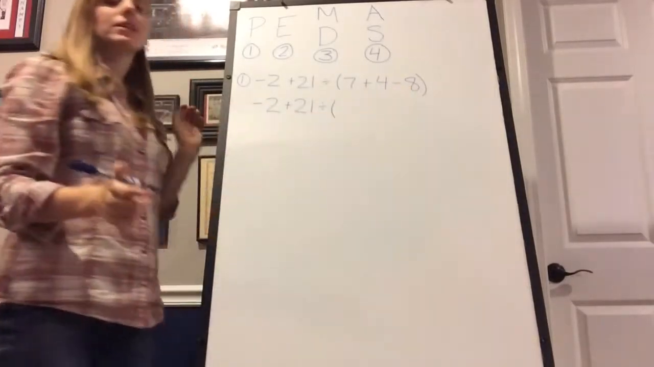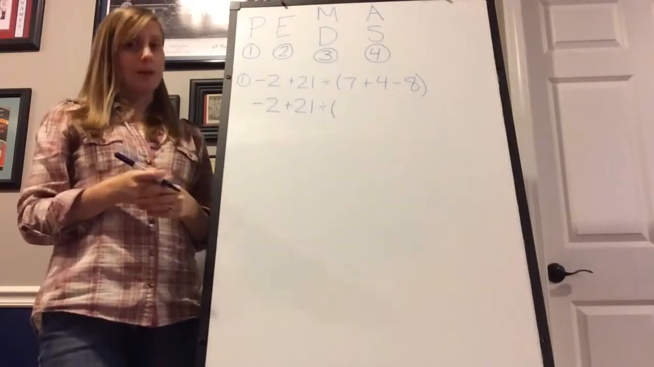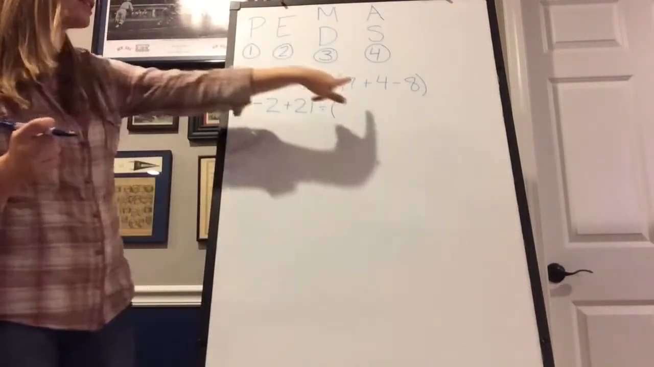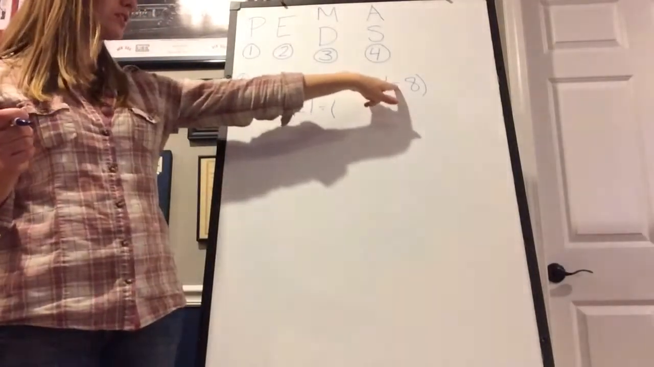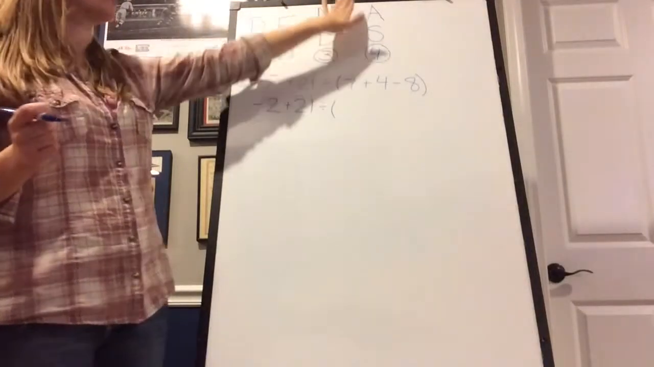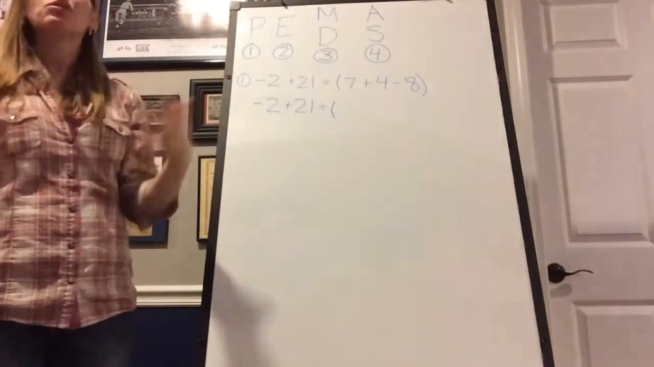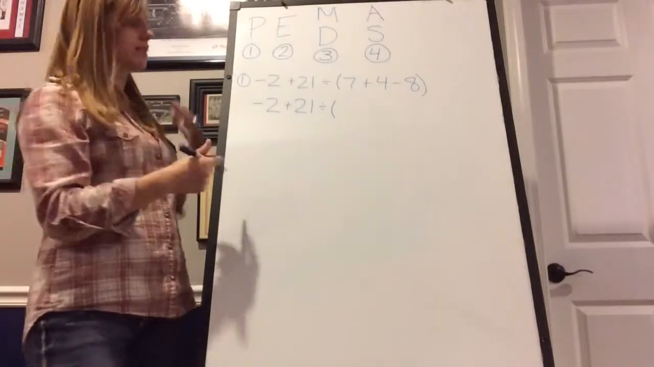Now, inside the parentheses, you still have to follow the order of operations. So, in the parentheses, we have addition and subtraction. Well, addition and subtraction are of equal importance, so we just do whatever comes first in the parentheses.